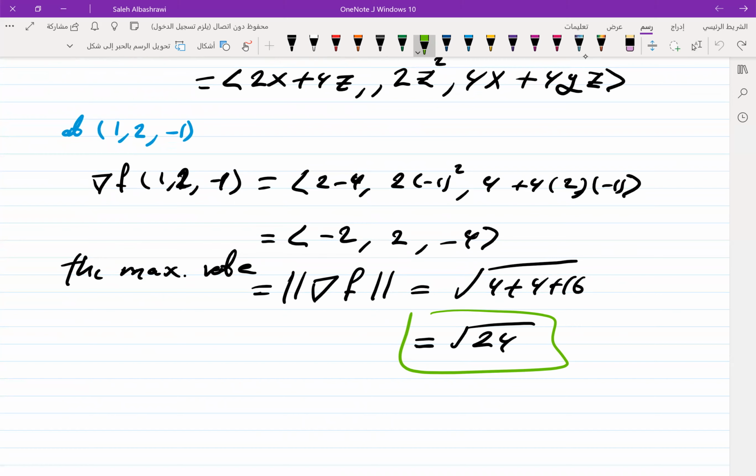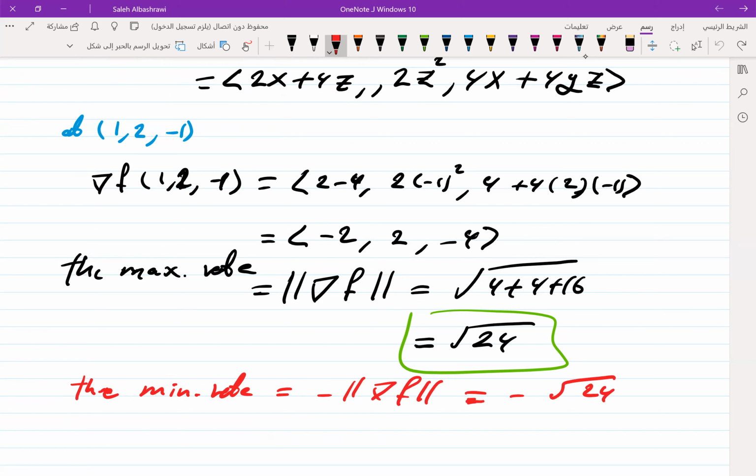If we need to find the minimum, just multiply by a negative sign. It will be minus square root of 24. This is the maximum. If the question says find the minimum, it is equal to minus the gradient. This is minus square root of 24. This is not required in this question, but just in case, when it says find the minimum, it will be this one.